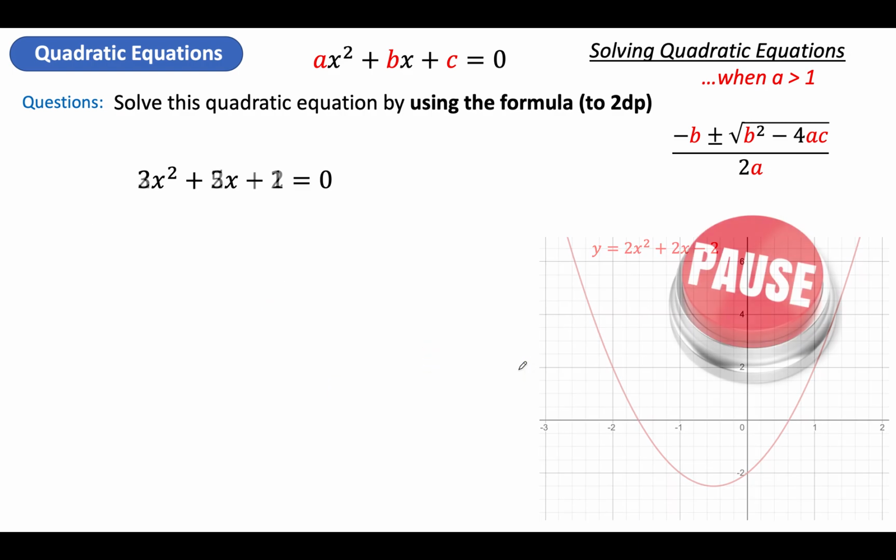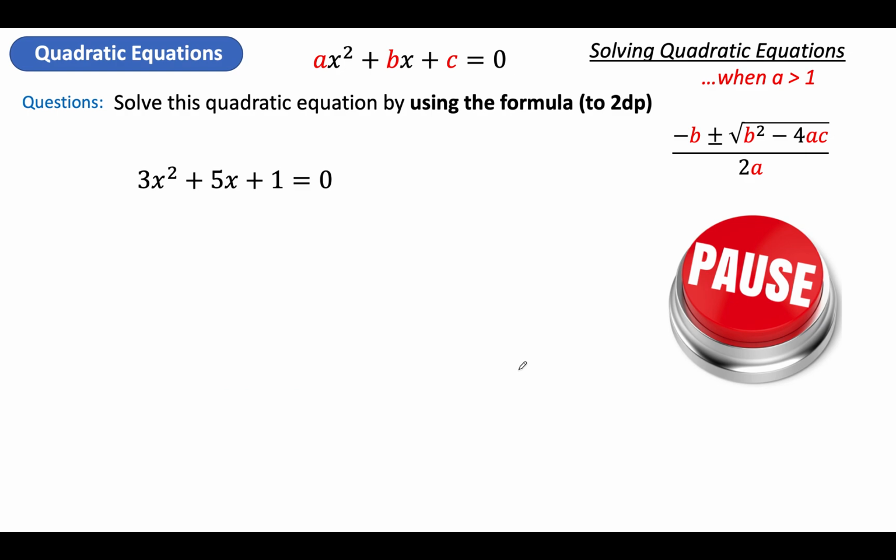Right, okay. Definitely your turn. I want you to do this one, please. Pause the video. When you've done it, write down the answers to 2 decimal places, and then unpause, and we'll see if we agree. Off you go.